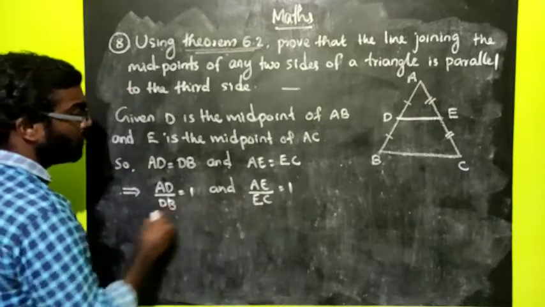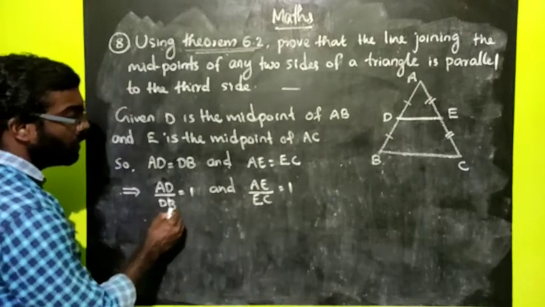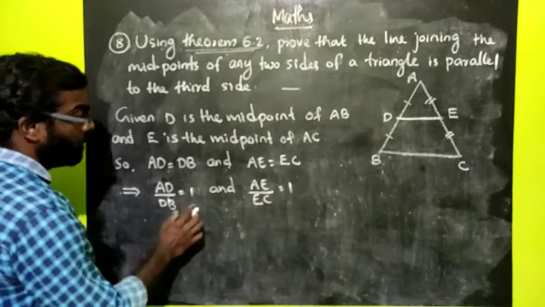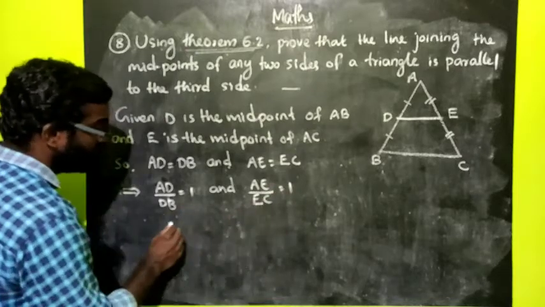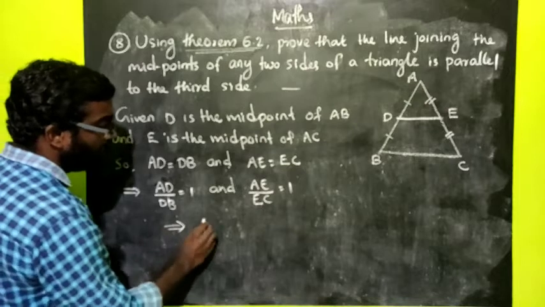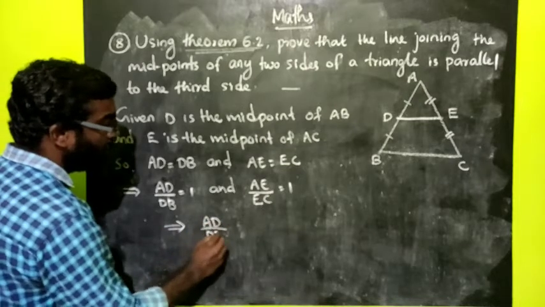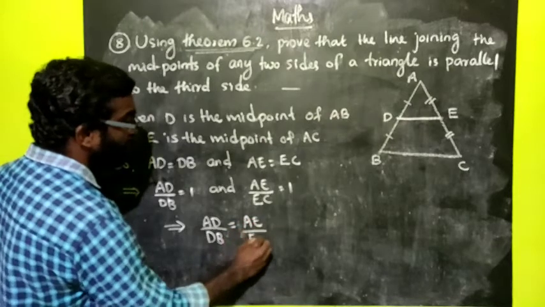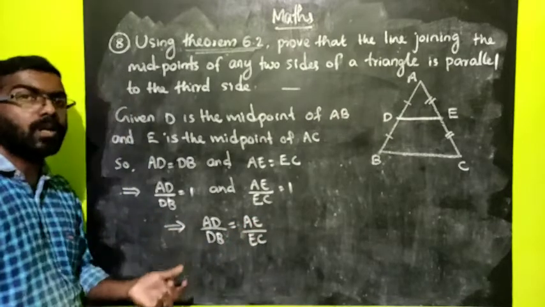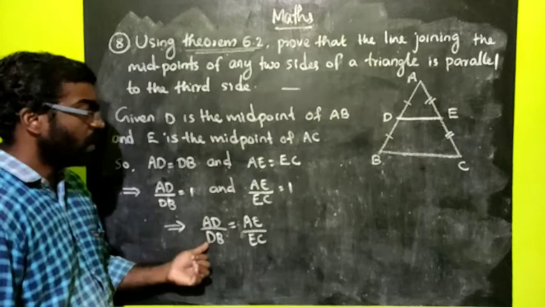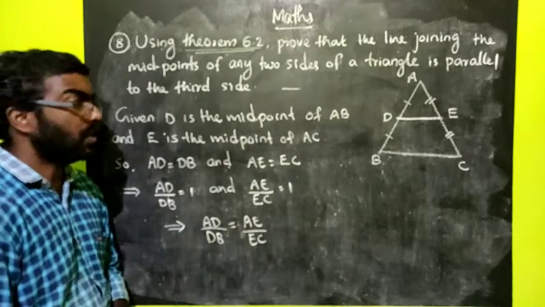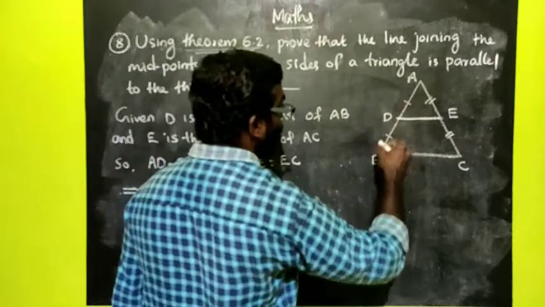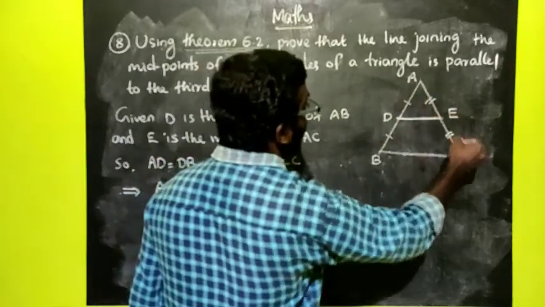We can compare these two quantities. AD by DB is equal to 1 and AE by EC is also equal to 1. So combining these two, we get AD by DB is equal to AE by EC. Both are equal to 1, so we can equate them. Now look at the figure. Here we got AD by DB is equal to AE by EC.